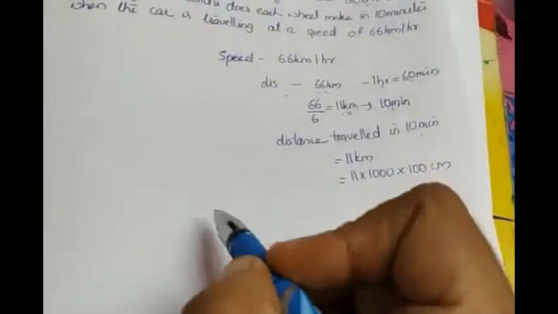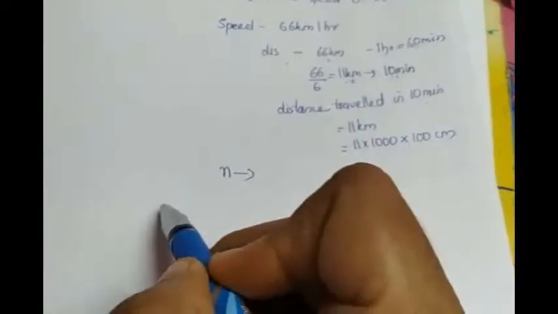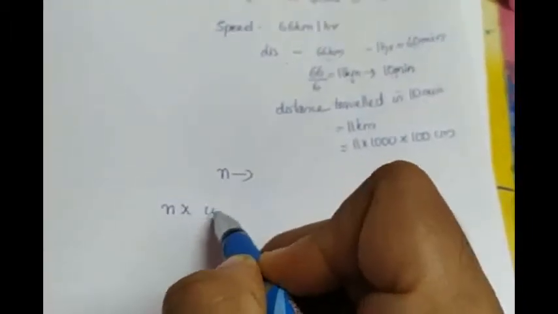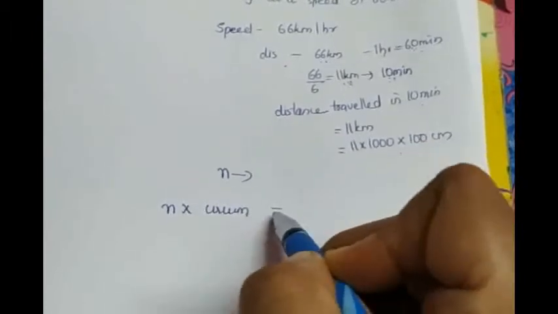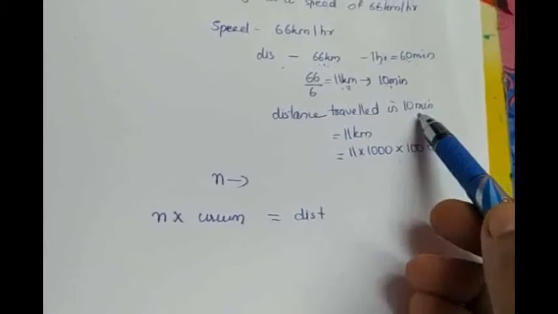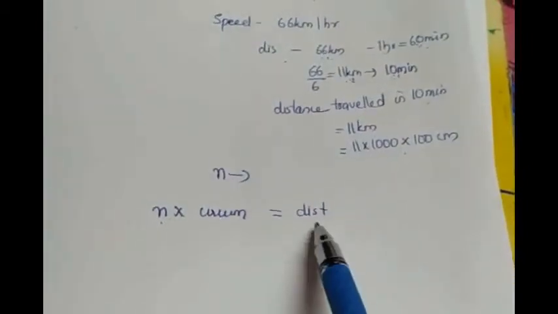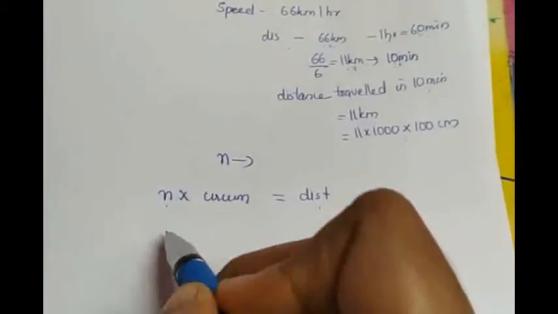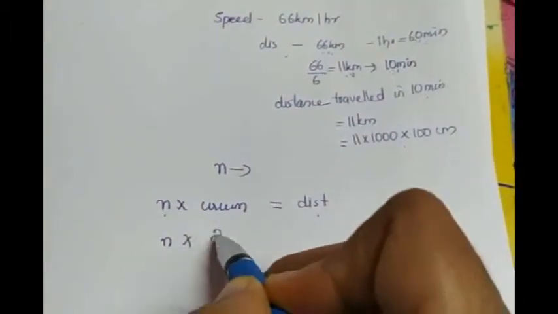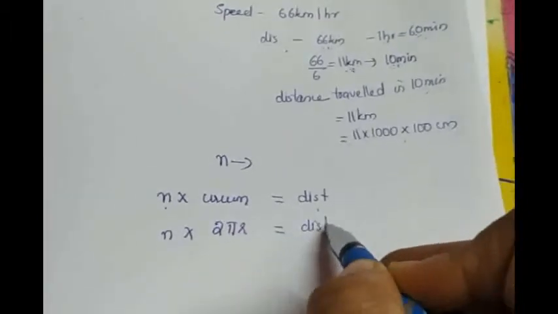So if I take n as the number of rotations which we have to find out, we can write n into the circumference of the wheel is equal to the distance traveled by the car. We just need the number of revolutions in 10 minutes, so we are taking the distance traveled in 10 minutes. So n into circumference of the circle, given by 2 pi r, is equal to the distance traveled in 10 minutes.